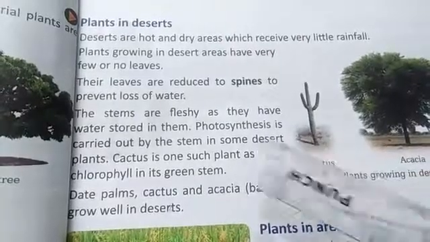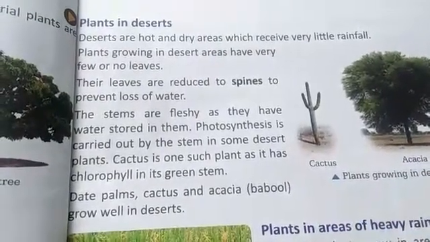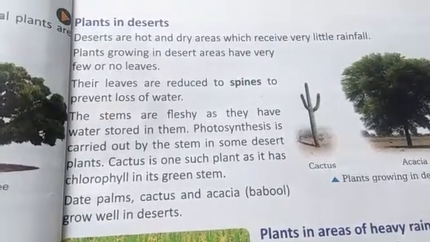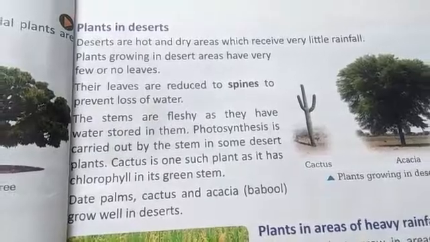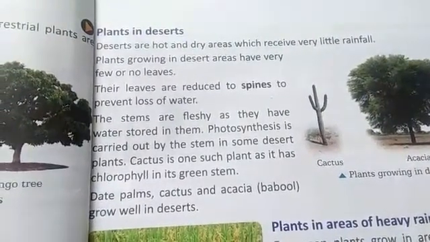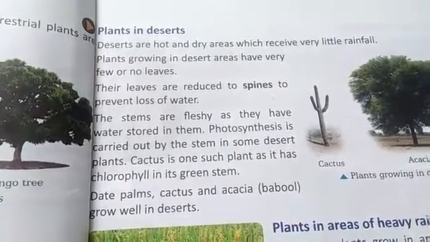What is this spine? A spine is a thorn. If leaves are present in the plant, then what will happen? There will be a loss of water from the plant. So to reduce the loss of water, their leaves are converted into spines or thorns.